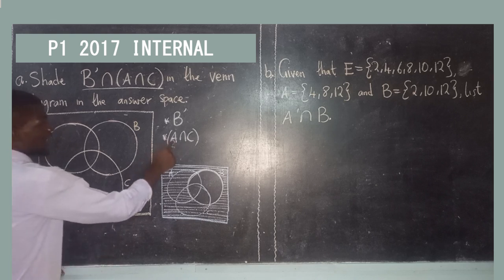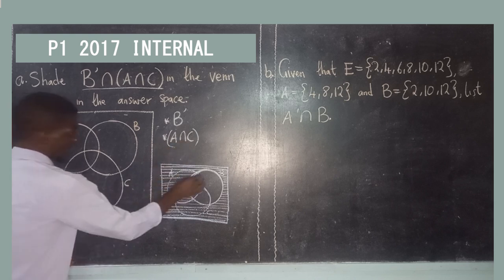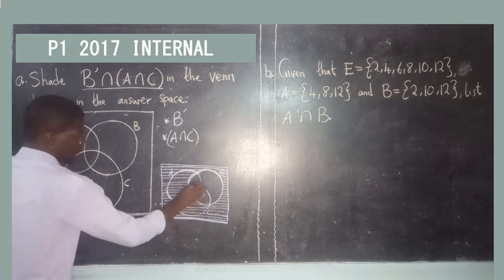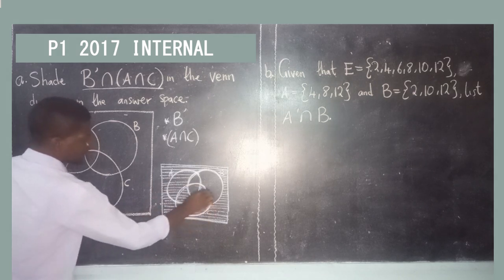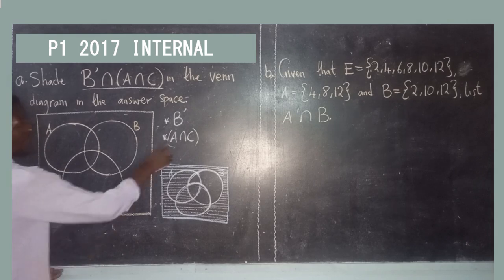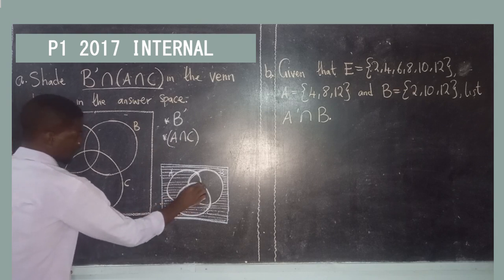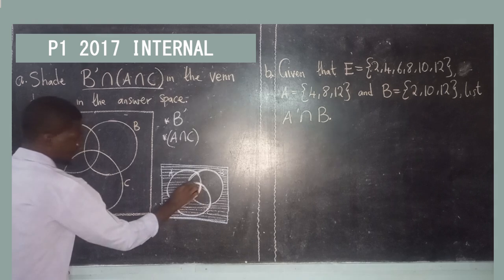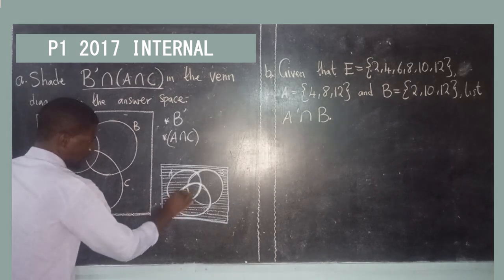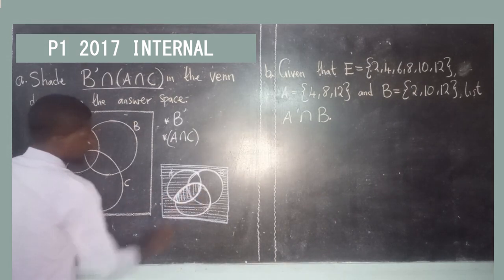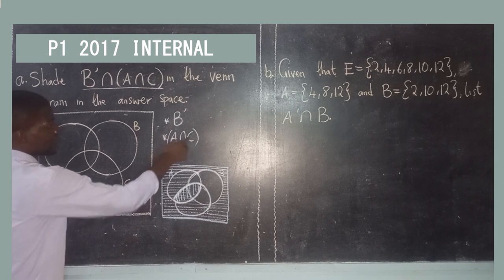Now let's shade A intersection C. So this is our A. Set A is here. And set C is there. So A intersection C is this part here. That is A intersection C, just that part. So let's shade that part using our vertical lines. We are done. We've shaded B complement and we have shaded A intersection C.